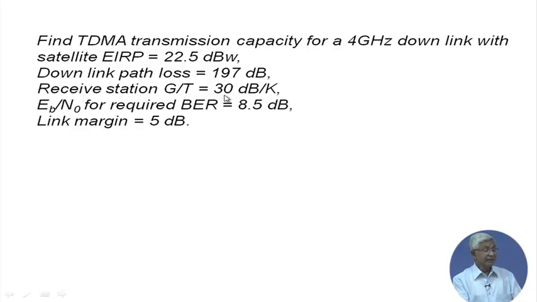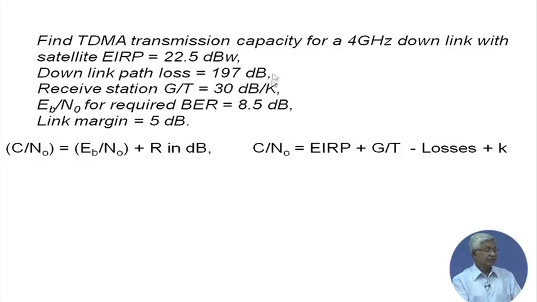T of 30 dB per K. Receive G by T is of a larger station, G is very high, that is why you got 30. We have seen similar numbers earlier in FDMA examples. Eb by N naught required for the required BER is 8.5 dB. Here I did not specify the BER, but for a particular BER it is 8.5 dB. It depends on what type of modulation is being used, and there is a link margin in the downlink, 5 dB link margin is provided.